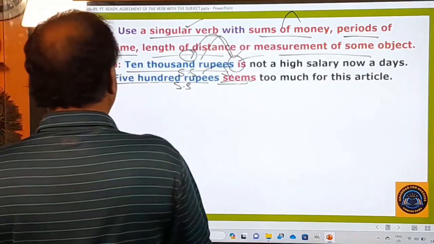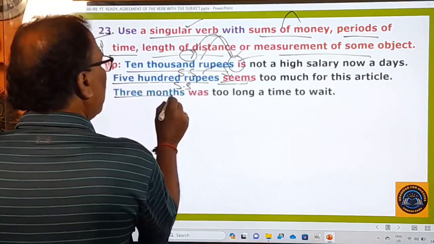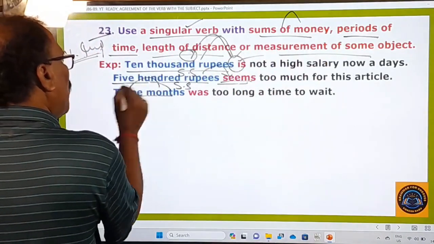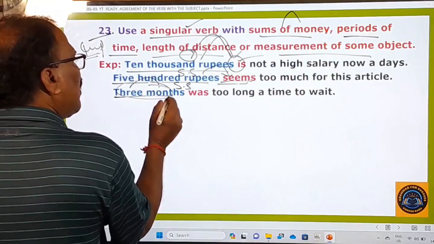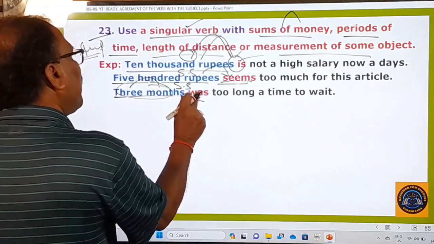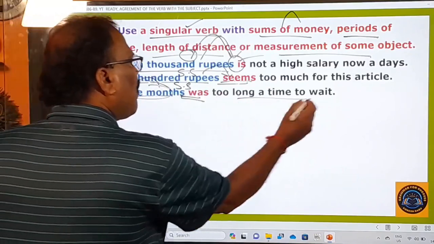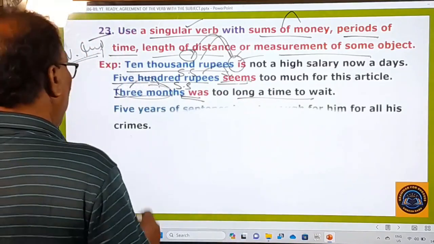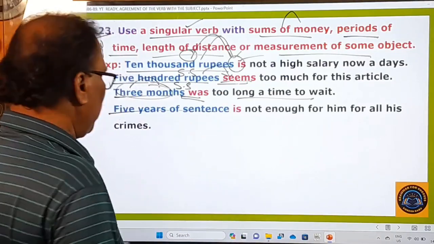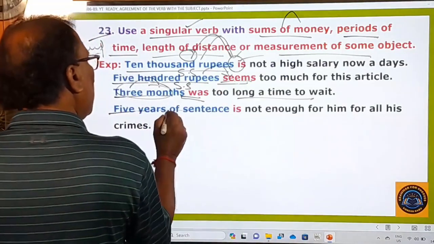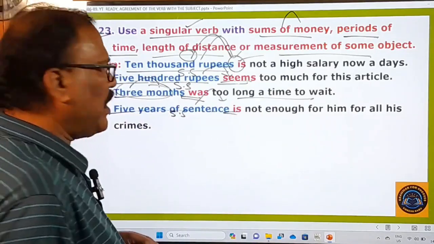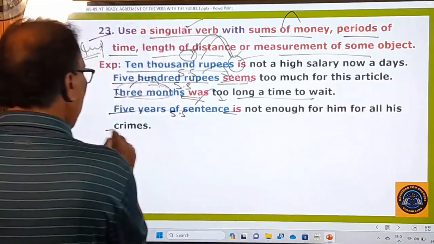Right. And then comes 3 months. See, a period of time is there, 3 months. This is the total time you are mentioning here. So singular, therefore you have to say 3 months was. Don't say 3 months were. Please, very important. 3 months was too long a time to wait. Okay, 5 years of sentence. Sentence means punishment, jail punishment, 5 years of punishment. It's a singular subject. Therefore, you use only a singular verb after that. Not enough for him for all his crimes.